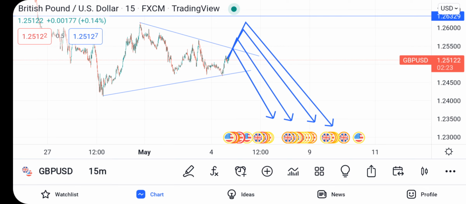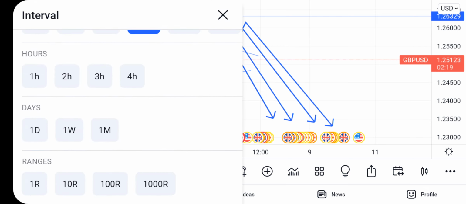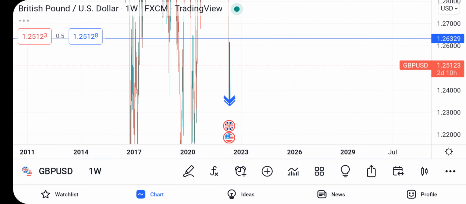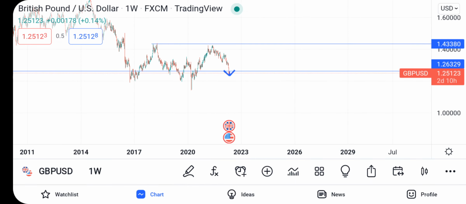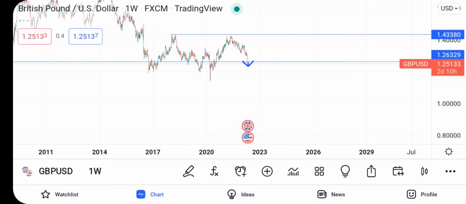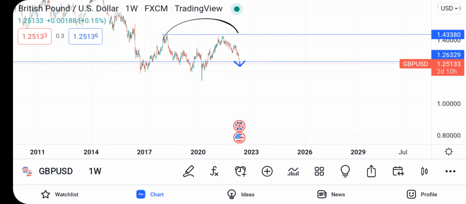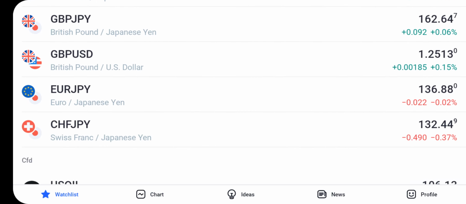So that's my forecasting. Okay, I'll go back to the weekly. That's where I analyze the market, each and every market. I'm starting from there. I'm doing this because I saw this potential double top. Okay, and then again, I'm expecting the market to push the downside.